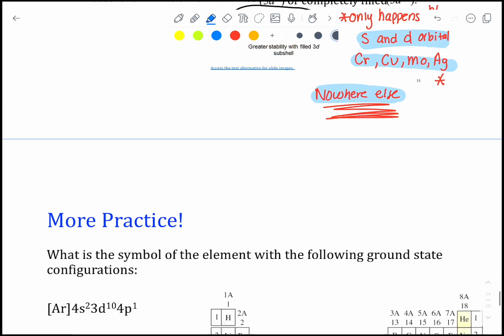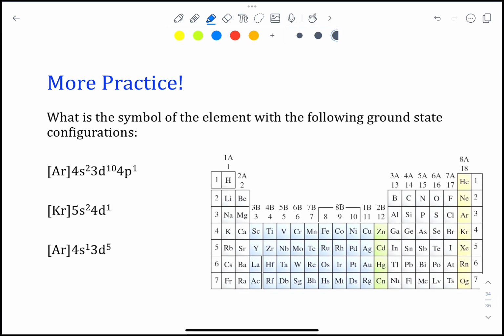Okay. So let's practice. Let's look at some of these electron configurations and let's determine the symbol for the element. These are all ground state configurations, meaning we can just ignore the fact that it says ground state because it's just going to tell us where all those electrons are. There's no extra energy or anything like that. So our first one is argon, 4s2, 3d10, 4p1.